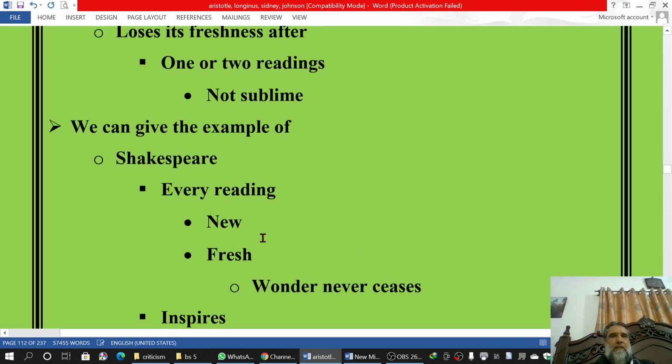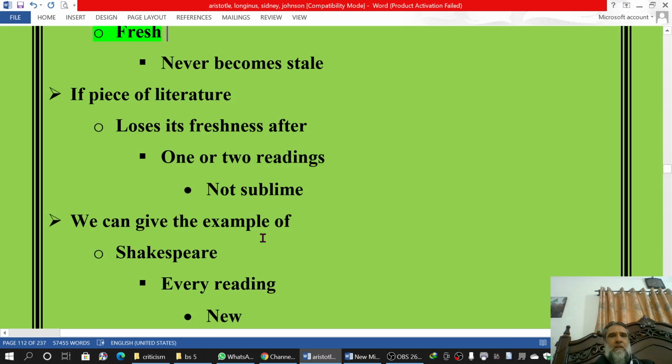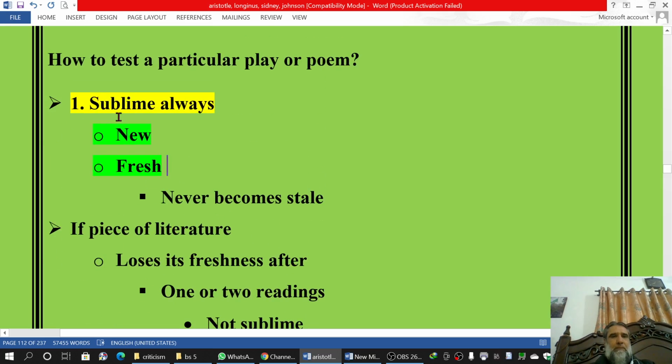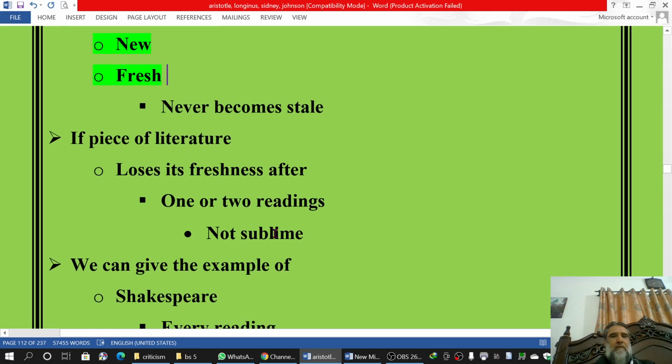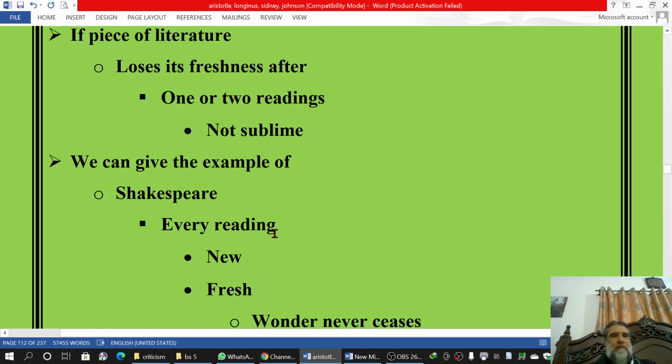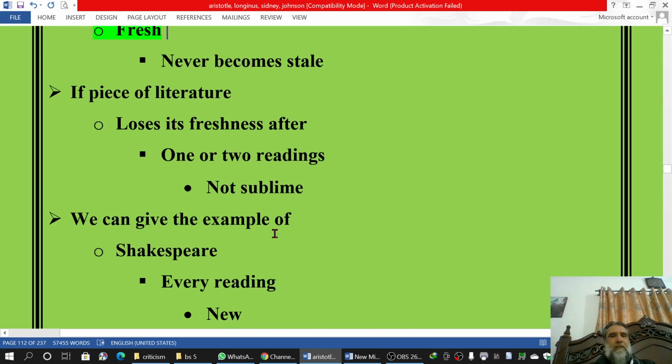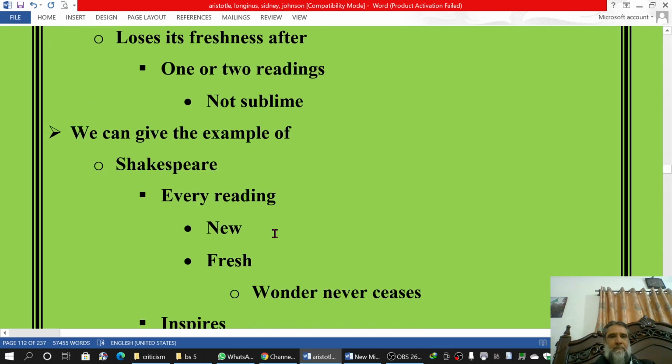So Shakespeare is the one who has already passed this test: whatever he has written looks new and fresh, and you can enjoy it every time you read it. There is freshness in it, and new enjoyment comes with every reading. So therefore, Shakespeare has sublimity in him and in his writing.